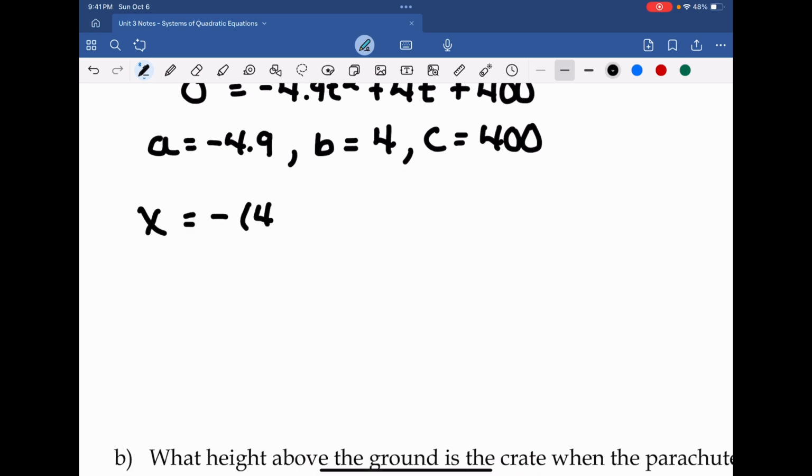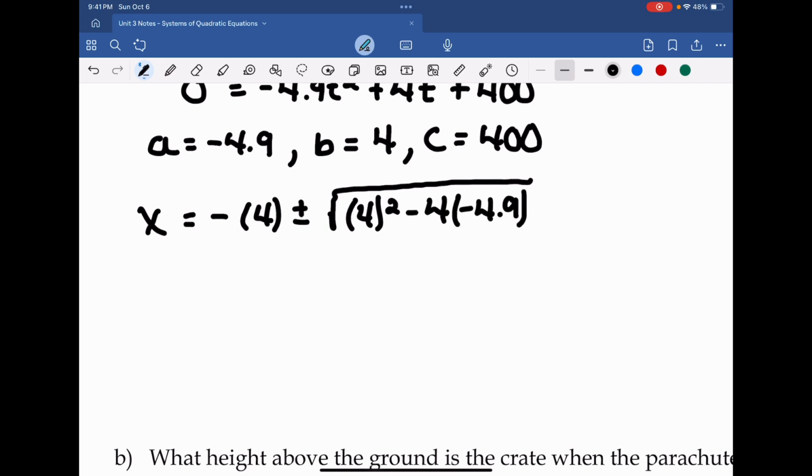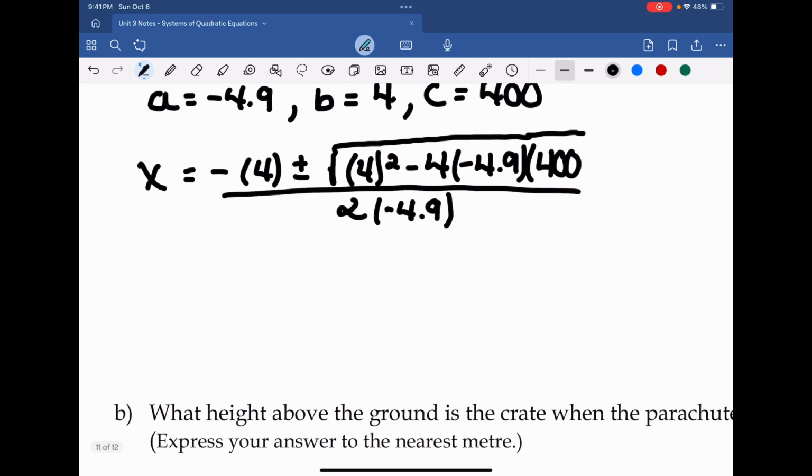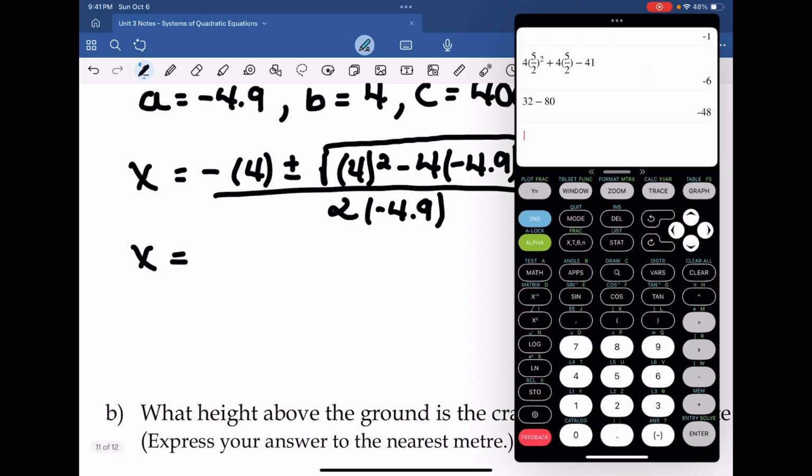X is equal to the negative B value, which is 4, plus or minus the square root of B squared, which is 4 squared, minus 4 times the A value, which is negative 4.9, times the C value, which is positive 400, and then all divided by 2 times the A value, which is negative 4.9. There we go. Now let's simplify this in the calculator. So I'm going to pull that up off to the side here.